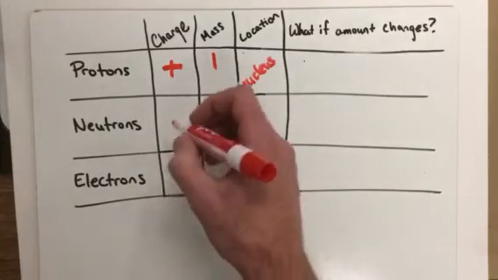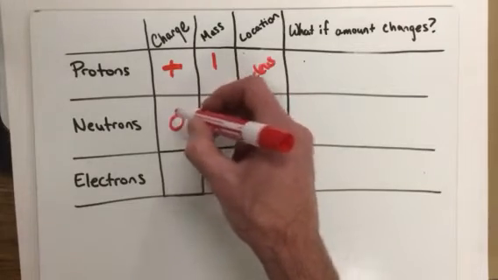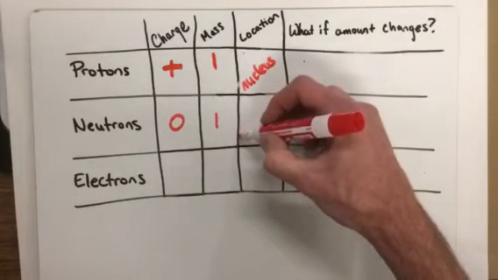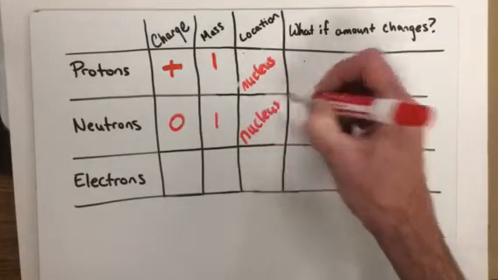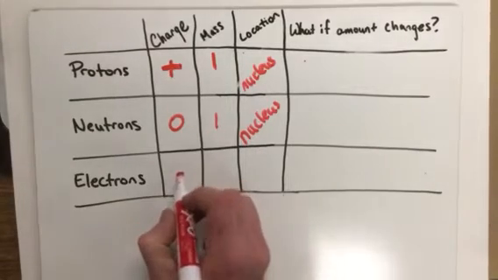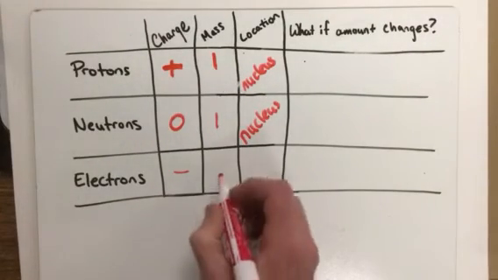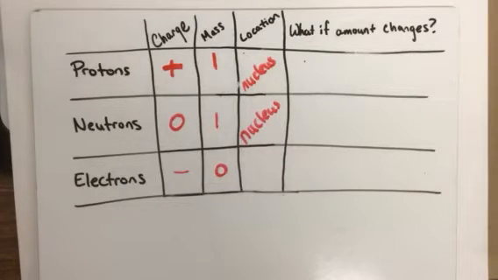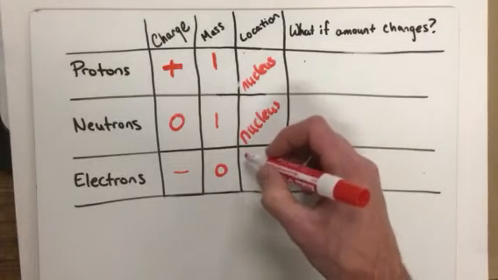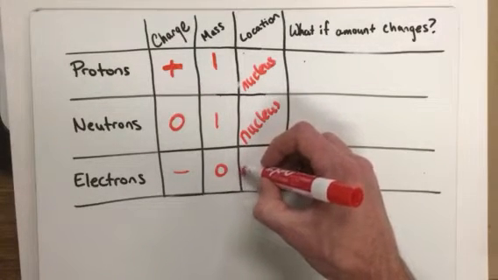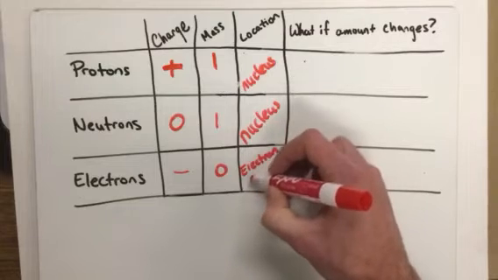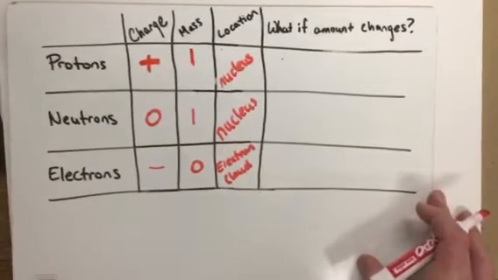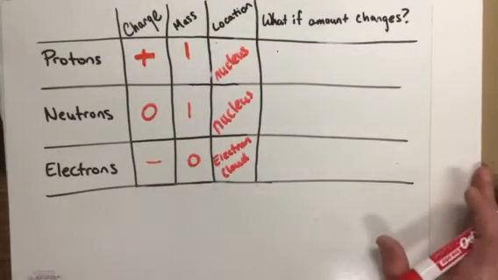All right, so neutrons. Neutrons are neutral. They have no charge. They do have a mass, and they are also located in the nucleus. Electrons have a negative charge. They have what we say is negligible mass, basically no mass. And they are located in the electron cloud, or outside of the nucleus. All right, now we ask the question, what if the number of each of these changes?